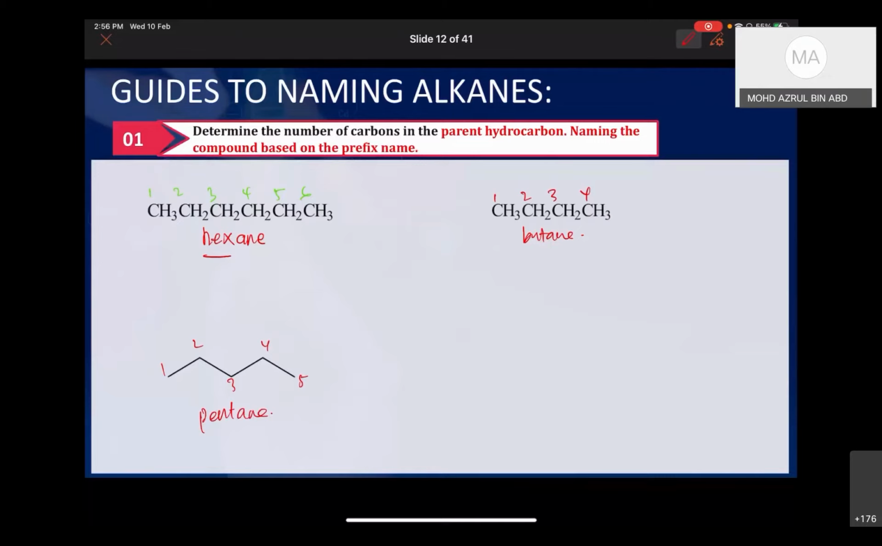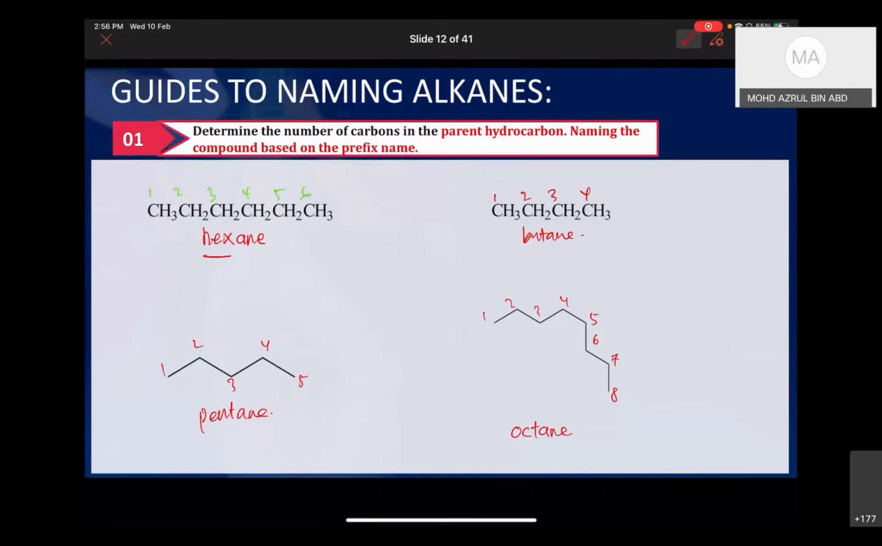Alright, and then how about this one? What is the total carbon? Okay, the longest chain. 8 carbons. 1, 2, 3, 4, 5, 6, 7, and 8. So which means we can name it as an octane. Okay, octane.